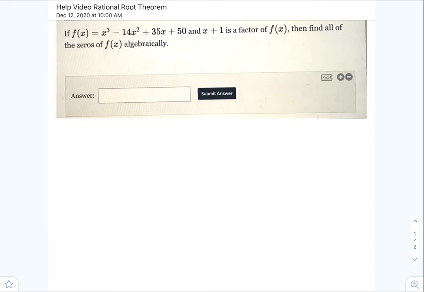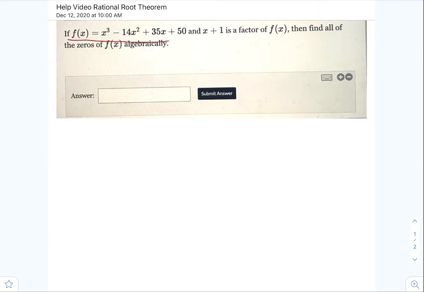So here's your help video for the rational root theorem. It might say to use synthetic division to find all your zeros, but this is going to be a little modified on how I want you to solve it, because you are going to have to find all three zeros from scratch. So we are going to begin.